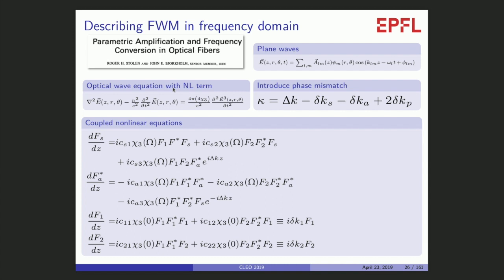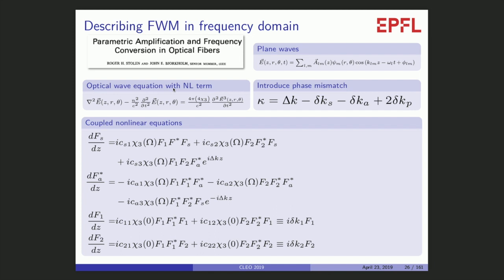What you would do is you would have your optical wave equation, you have on the right-hand side the nonlinear term you plug in, and there's one thing that deserves attention, and that's the phase matching condition. And naively, you would think that in order to phase match a parametric process, what you need to do is make the wave vector mismatch delta k between the pumps and the signal and idler, so here anti-Stokes and Stokes, zero.